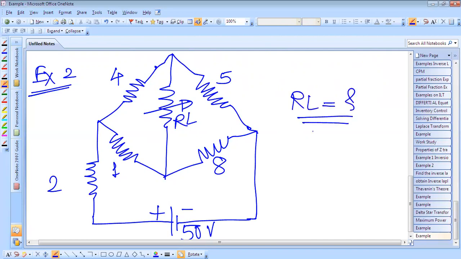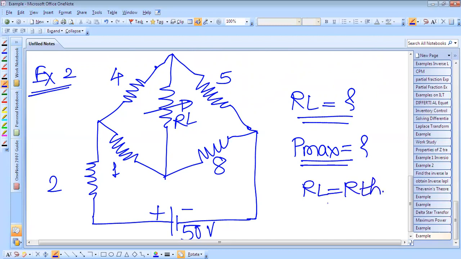What is this load resistance? As well as we have to find the maximum power flowing through the load. Maximum power transfer from the source to the load. Okay, so we have to find RL, which is nothing but the RTH. So this we have to calculate, this RTH.